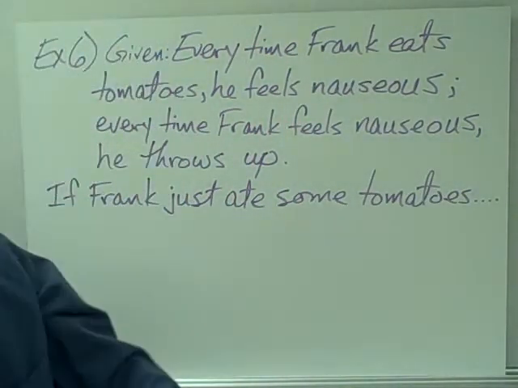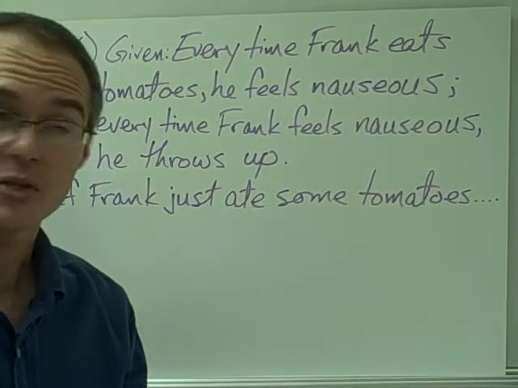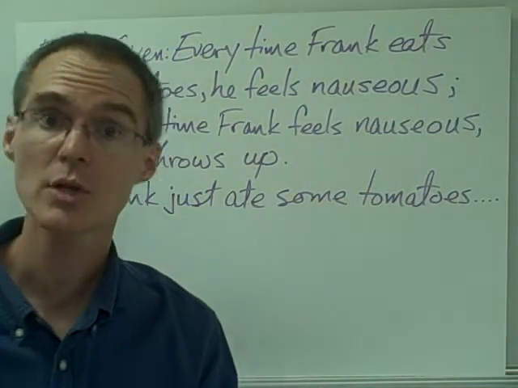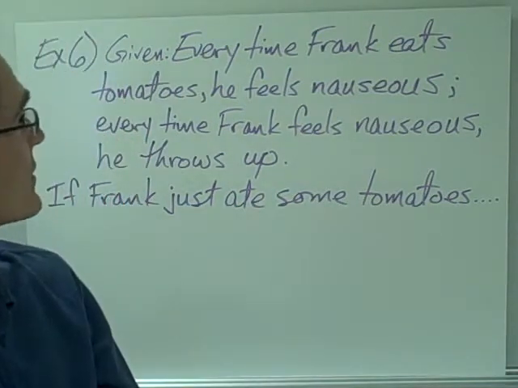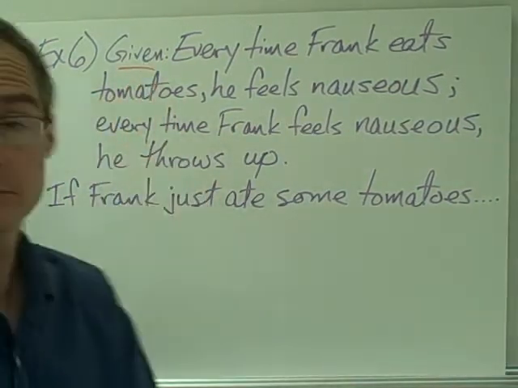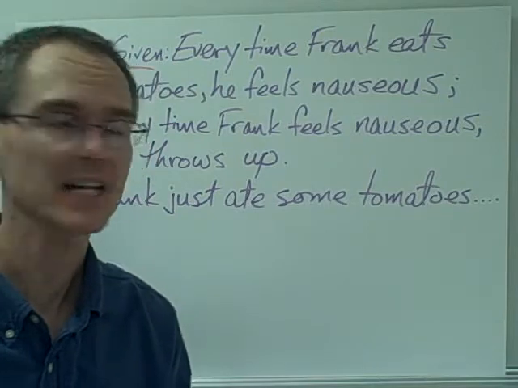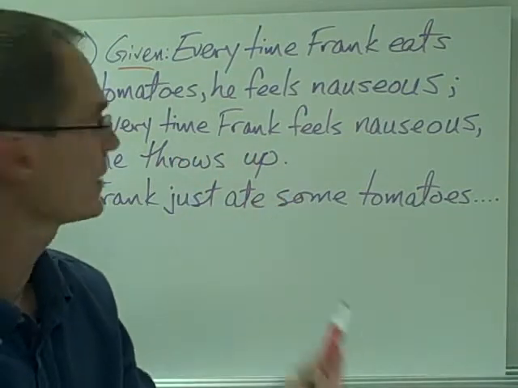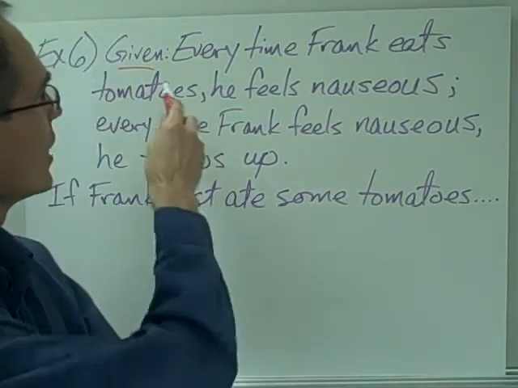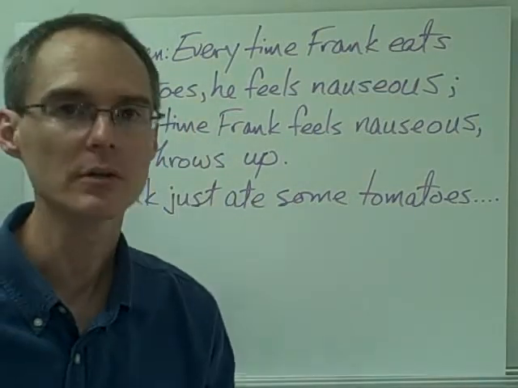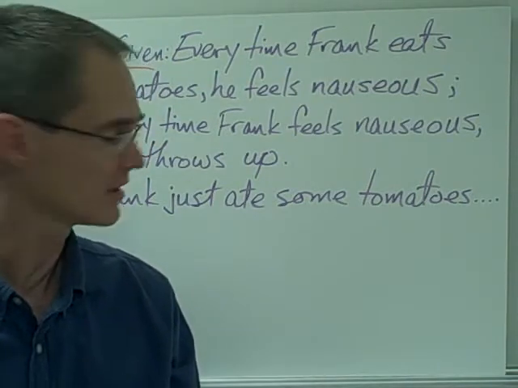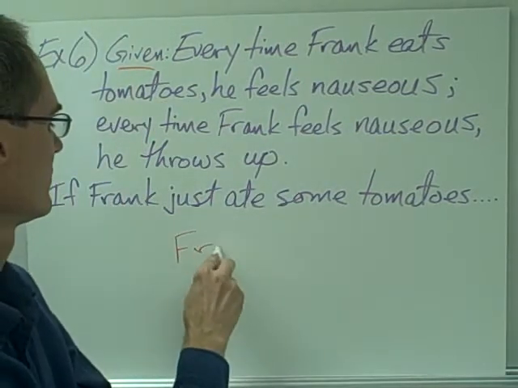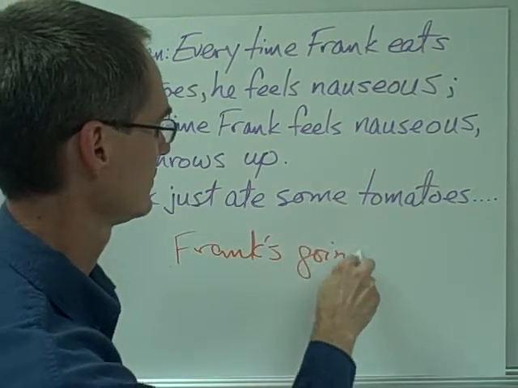Example number 6. Given, every time Frank eats tomatoes, he feels nauseous. Every time Frank feels nauseous, he throws up. If Frank just ate some tomatoes, what can we deduce about Frank? It's not too hard to see that, since we know this because it's given. We're accepting that as our given facts. Based on our given facts and our deductive reasoning, we can construct a logical chain of reasoning. Frank just ate some tomatoes. Frank is going to throw up.